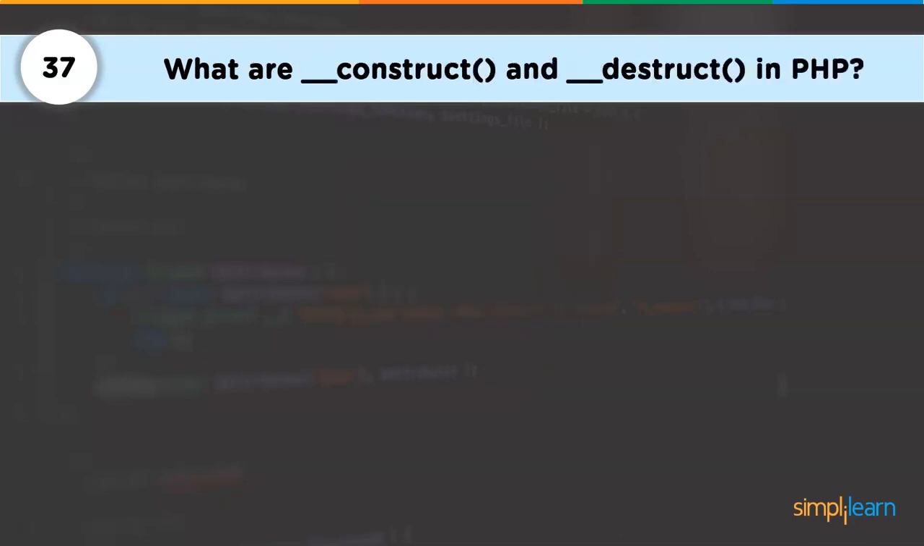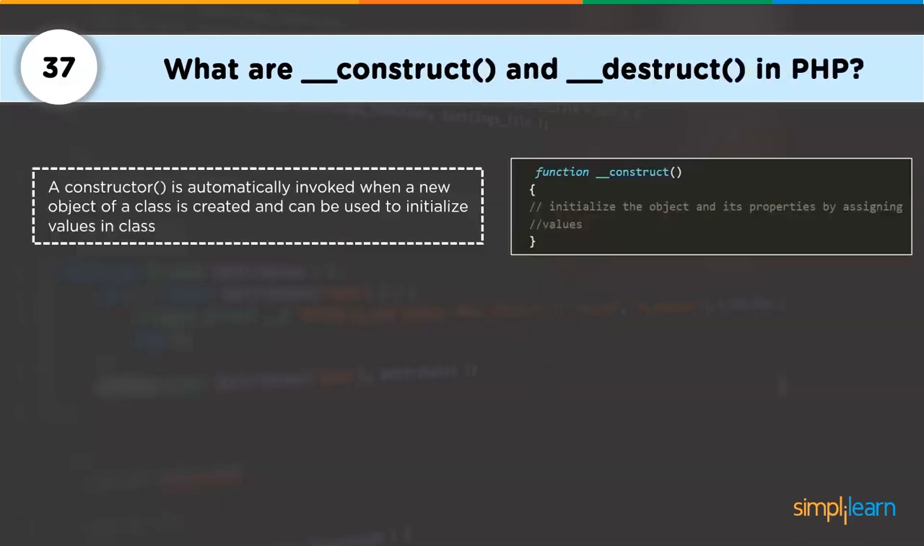Moving on, what are construct function and destruct function in PHP? So a constructor or construct function is automatically invoked when a new object of a class is created and then can be used to initialize values in the class. So when you create an object for a class, a constructor function is automatically invoked. But it does not contain any value when it is invoked. But you can also use this construct function to initialize some properties, to give some properties to the class, which will act as its default properties if no new properties are given to the class.